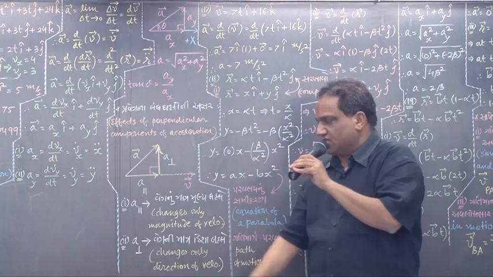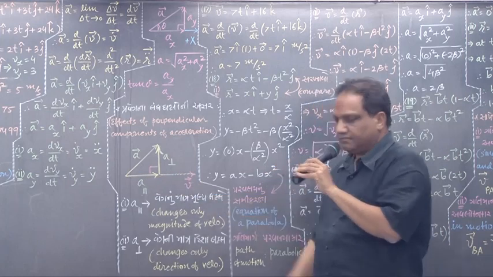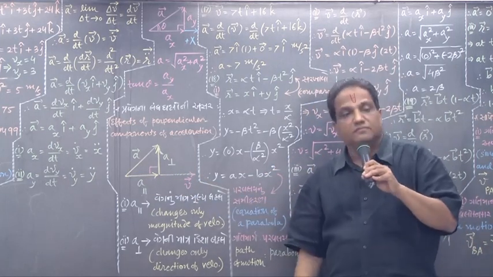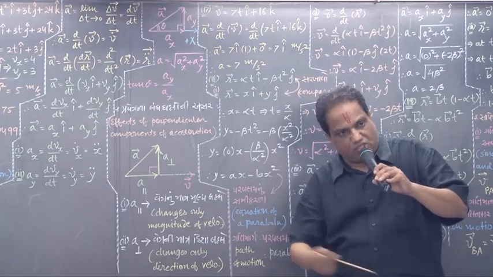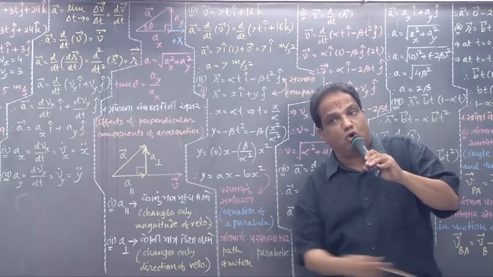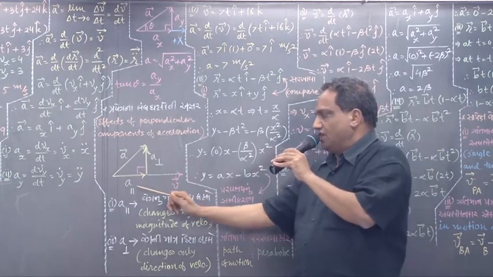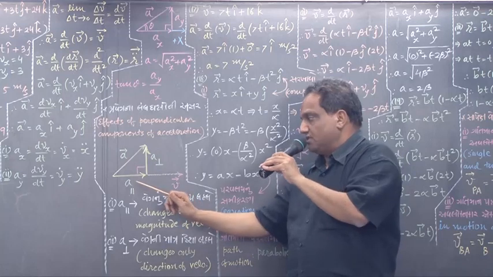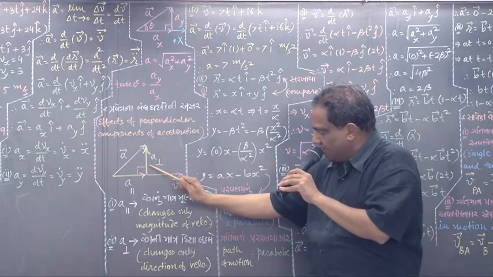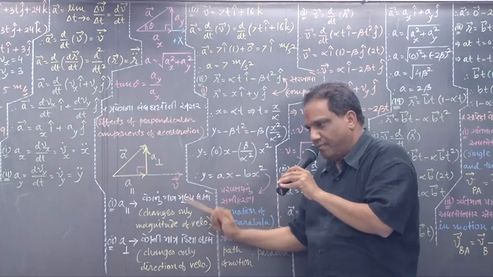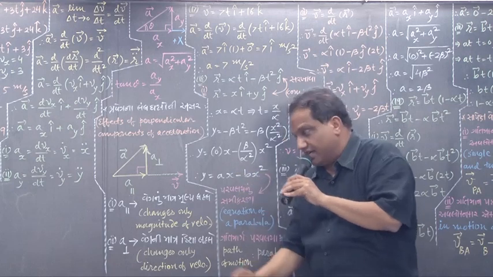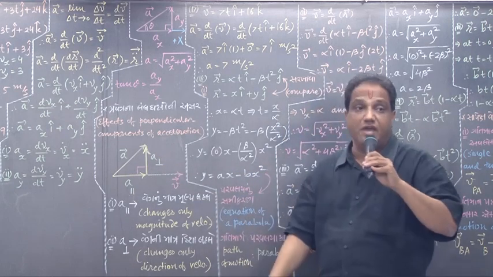Among the two components, how to identify this component? It is in the same direction as the velocity. So that component of acceleration which is parallel to vector B is called the parallel component. We show it by the symbol A parallel. And this component is perpendicular to vector B. The component of acceleration perpendicular to the velocity vector is called A perpendicular.